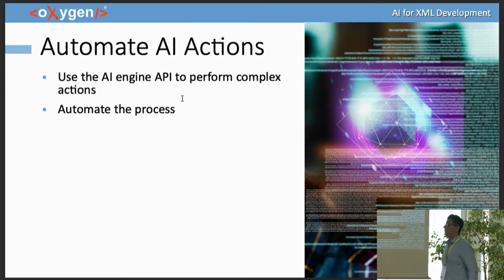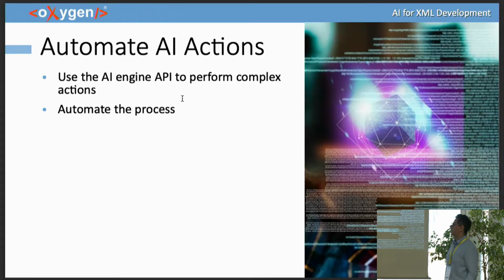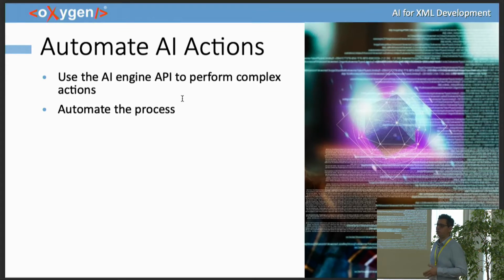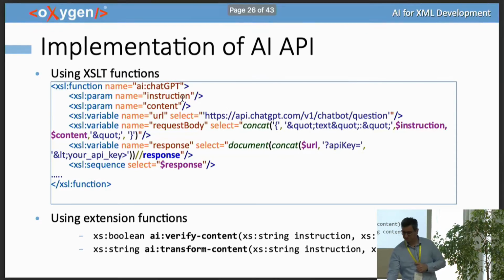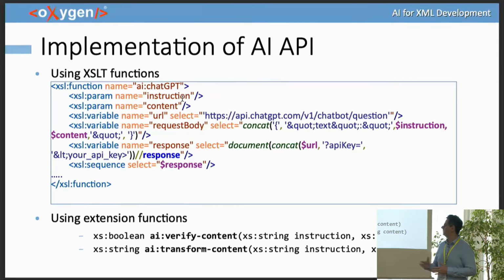Then you can also automate these actions. So you can use the AI API to automate your actions and perform this more on a set of documents or on an entire document. And a solution for this, of course, you can call the API from everywhere. So a solution for this would be, for example, to create an XSLT function or an XPath extension function.